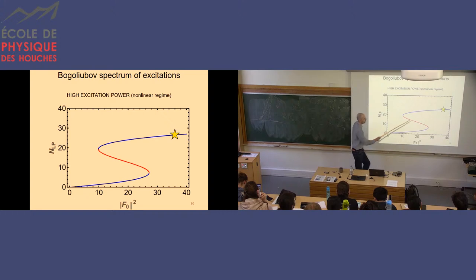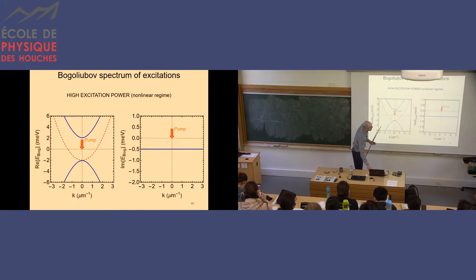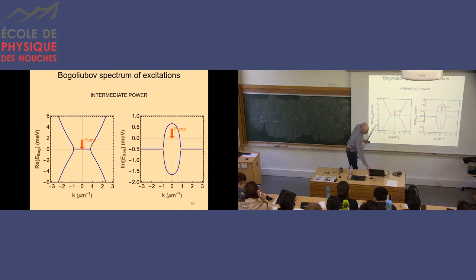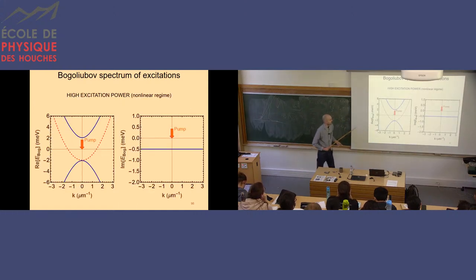If we go to the high power regime, I go there. I can do the same thing. I calculate the Bogoliubov spectrum on top of this steady state. Again, the energy of the pump is there, and I find a parabola, and this parabola is now shifted by some energy. Okay, it has shifted by some energy, and this is basically this interaction blue shift that I was telling you about. So on top of this steady state, the dispersion of the polaritons is going to be a parabola, which is shifted. Okay. The imaginary part, again, is negative. So this means that this solution is also stable.